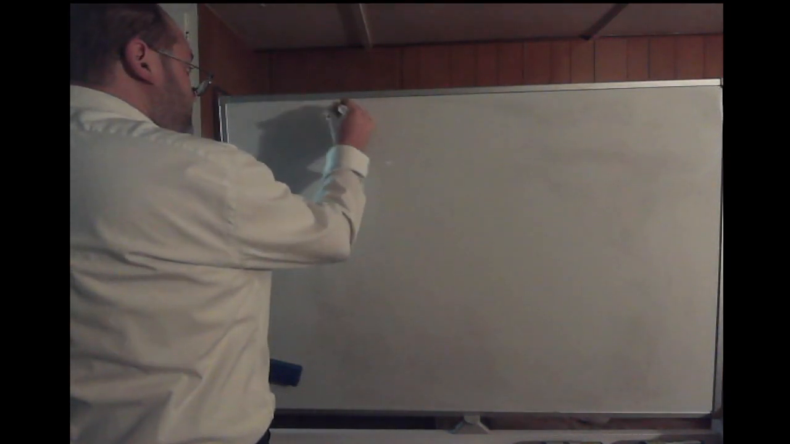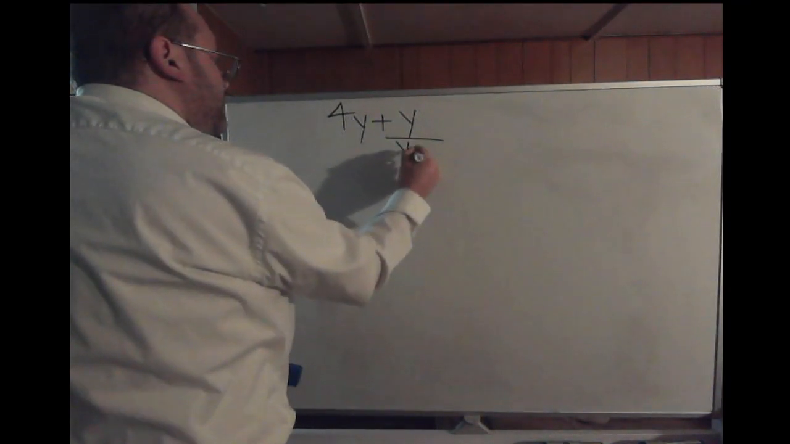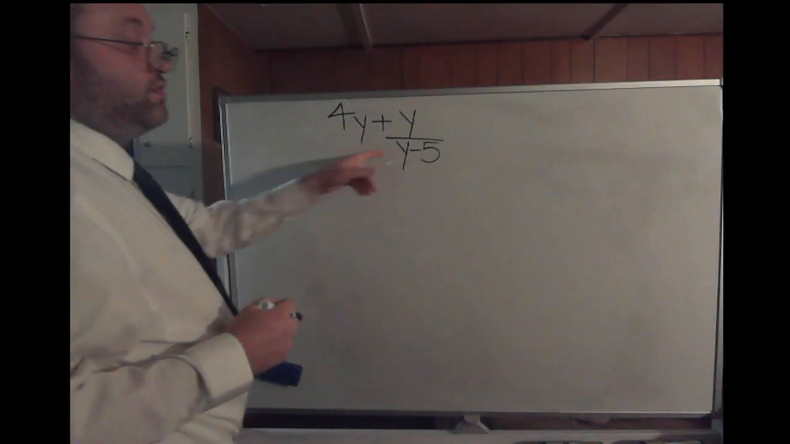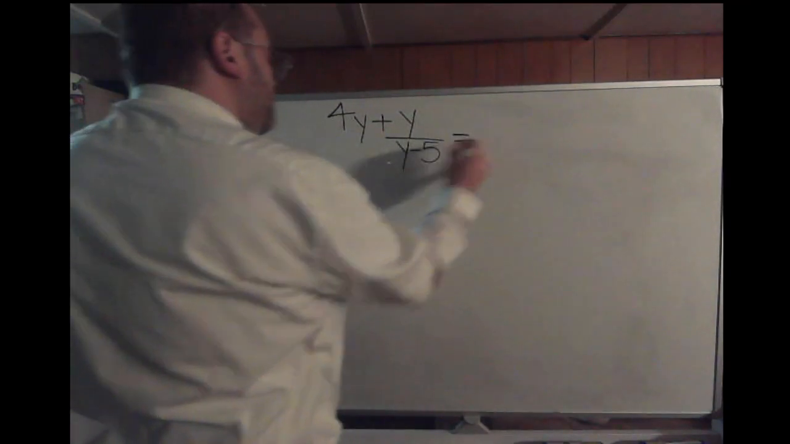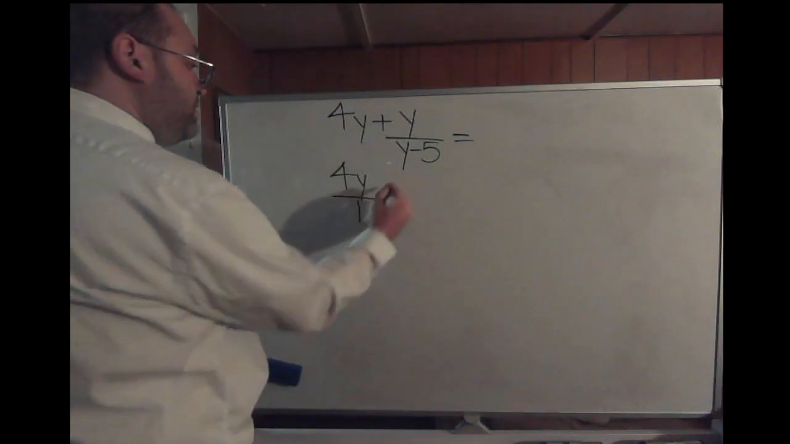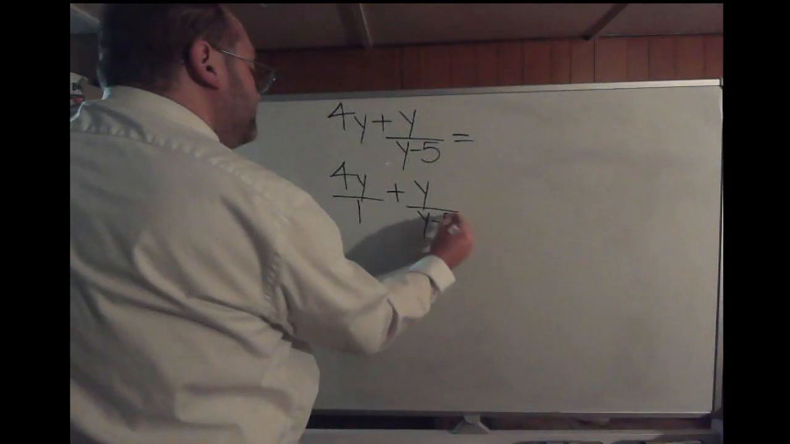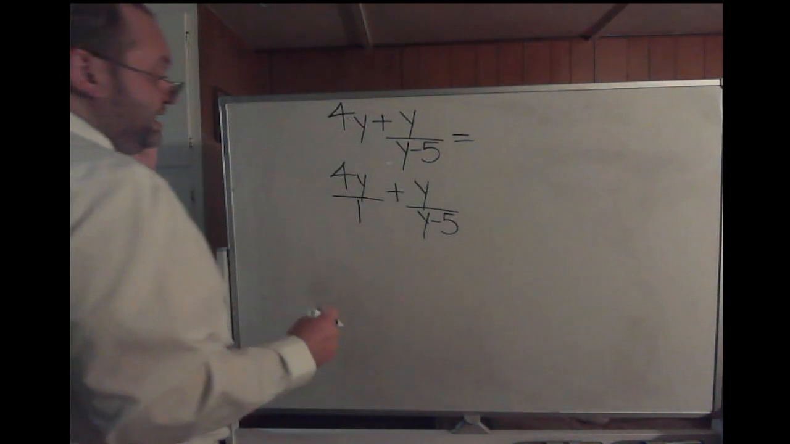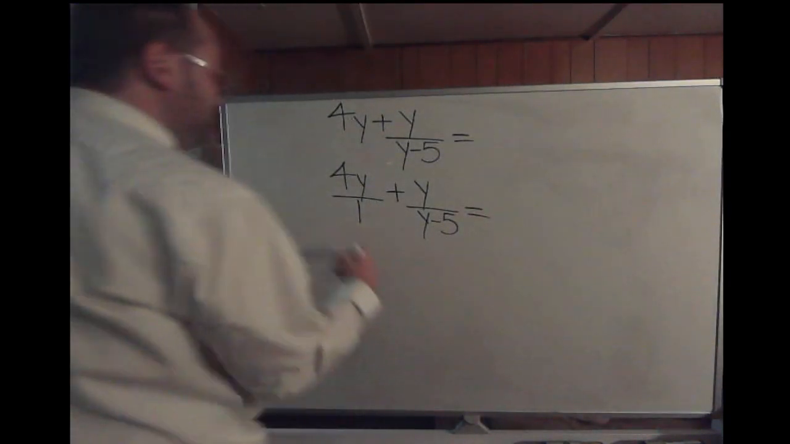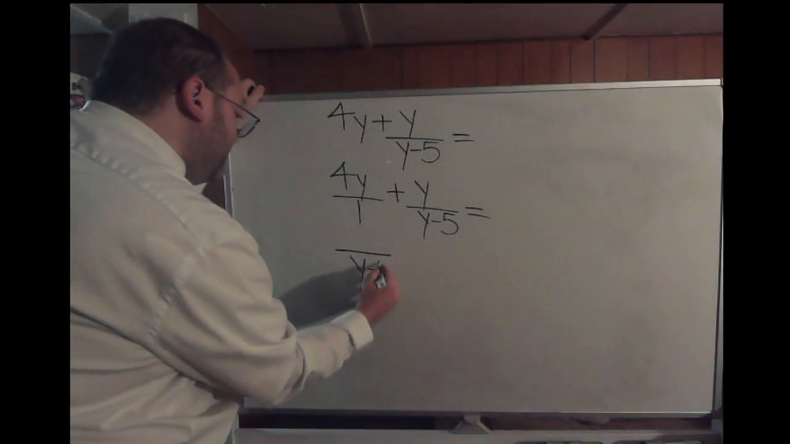Alright, now we have 4y plus y all over y minus 5. Well, that 4y has the default denominator of 1. Let's go ahead and work with that. So you'd have 4y over 1 plus y all over y minus 5. Your least common denominator between 1 and y minus 5 is going to be y minus 5. So let's go ahead and convert that denominator of 1 into y minus 5.